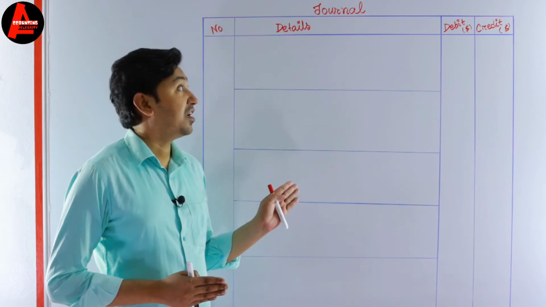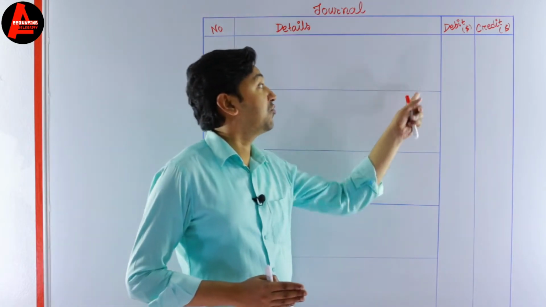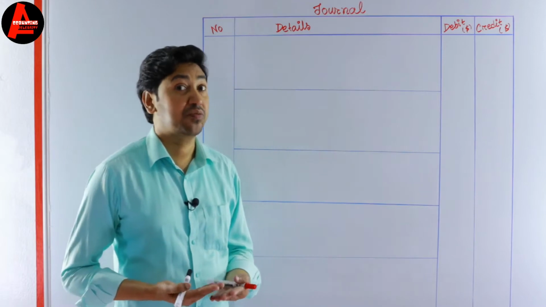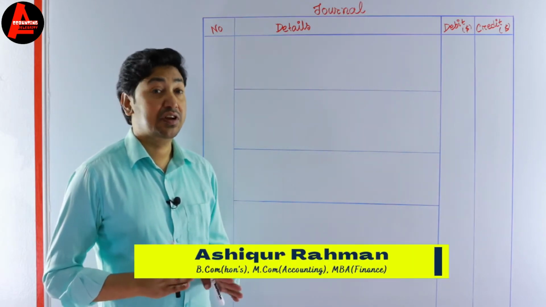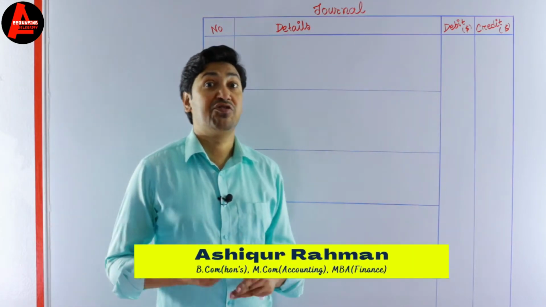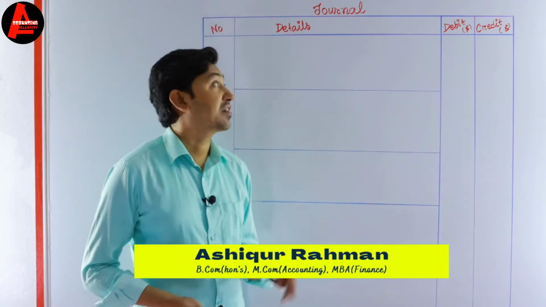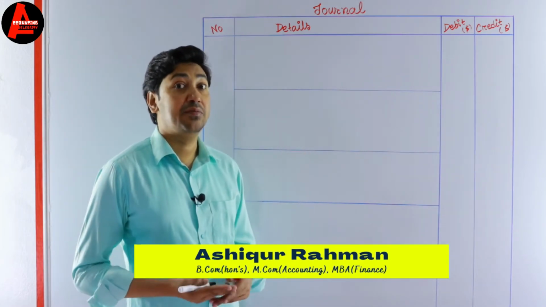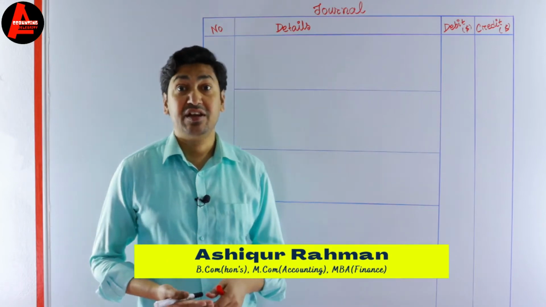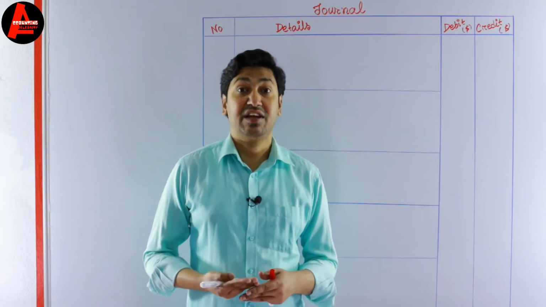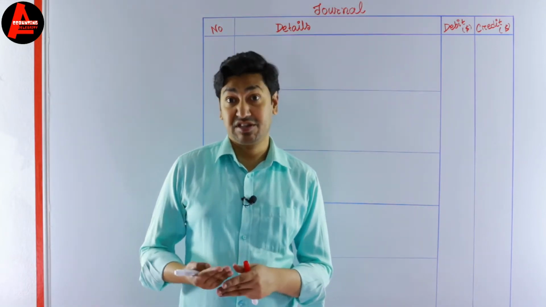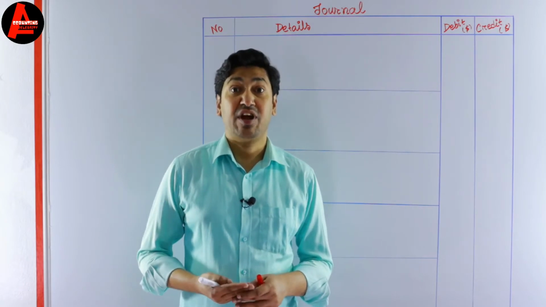You know, journal has 5 columns, but here we did not draw the folio column. If you want, you can also draw, no problem. So today I'll show you here the 5 errors we will rectify, and we'll write the correct double entry, and at the same time I'll show you how to write the narrative. You know, it is a requirement sometimes in the question, so you should also know how to write a narrative.